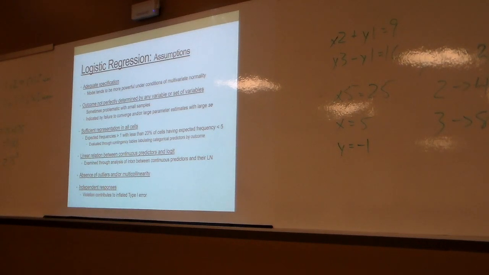Okay. We want to have absence of outliers or problems with multicollinearity, and then we need to make sure that our observations are independent of one another. You know, Laura's score isn't influenced by John's score, isn't influenced by Nick's score, things along these lines.